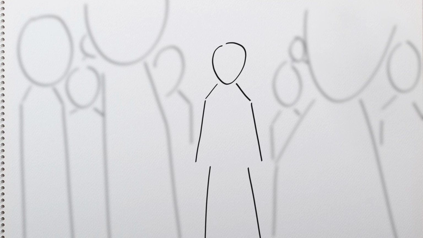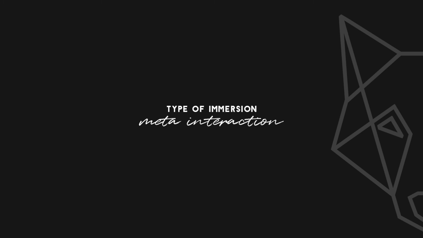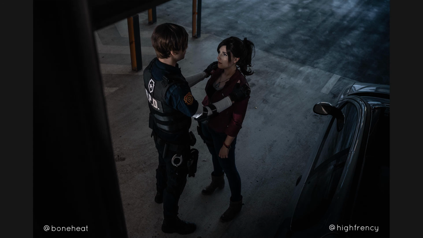You are a silent observer, but you are still part of the world around the character, who could come up to you every second. Let's get on to the next way of immersion, the meta point of view. This is a creative technique for framing your immersive images by using the mechanics of the game or show you want to capture. Like in this example of Resident Evil 2 with Leon and Claire.